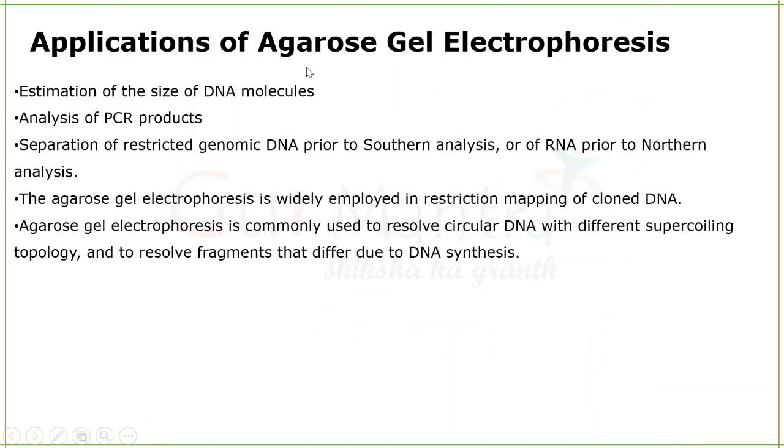So, applications of agarose gel electrophoresis: estimation of the size of DNA molecules. You can find the size of the DNA molecule. You can analyze PCR products. You can separate the restricted genomic DNA prior to your southern blot, or isolate RNA prior to northern blot. It is helpful in restriction mapping of the cloned DNA, also to resolve the circular DNA with different supercoilings. For all of this purpose, agarose gel electrophoresis is used.